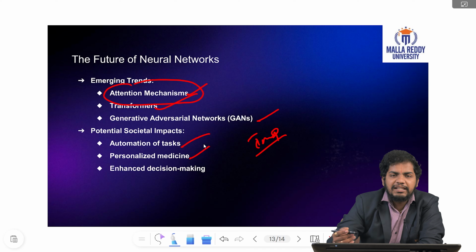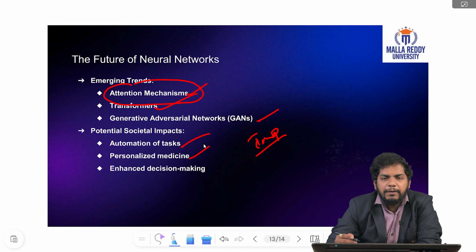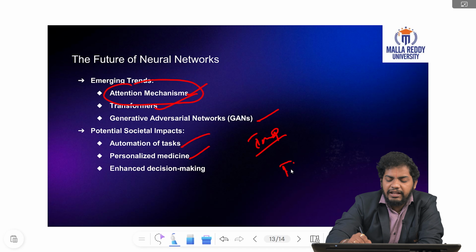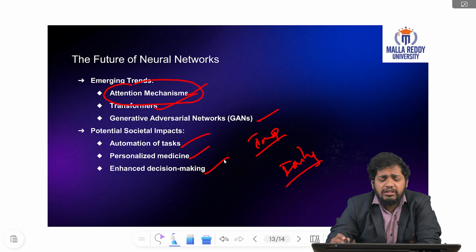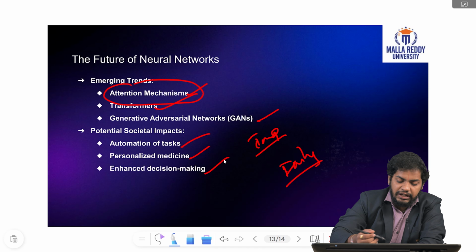And next we have personalized medicine. That means it will personalize your daily routine, daycare, or what medicines you have to take in order to maintain good health. Next we have enhanced decision making, which means this will produce decisions quickly and accurately. So it will help us decide on whatever we need.